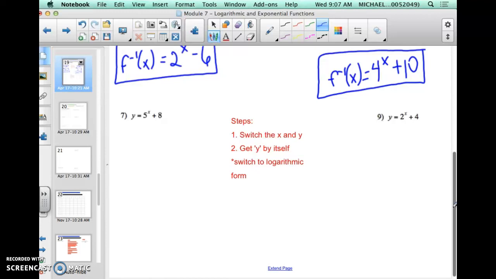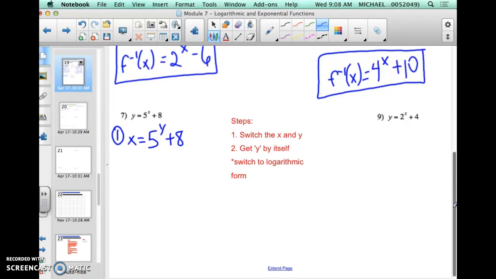First step, if I'm going to do number 7, and again, if I was given this function, I would notice that it's exponential because, for one, there's no log written. Also, the variable is written in the exponent, meaning you're given an exponential function. So I'm going to replace the x and the y, or switch their locations. So now it's x equals 5 to the y plus 8.